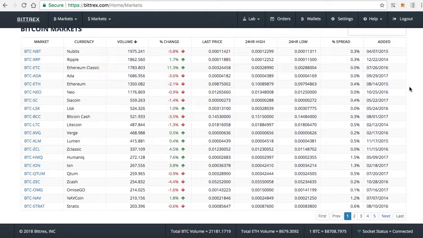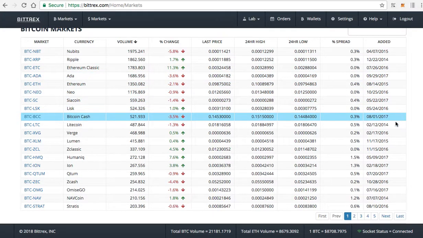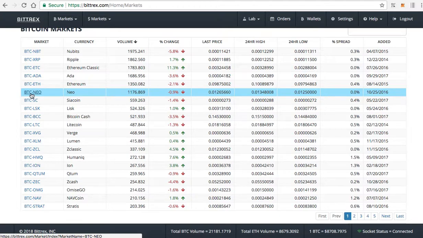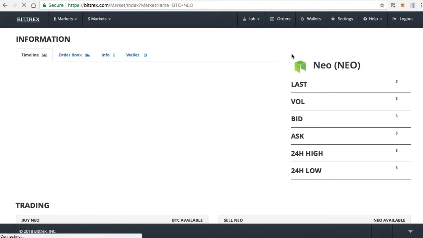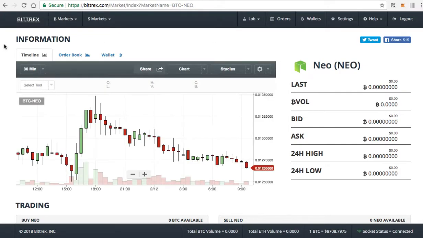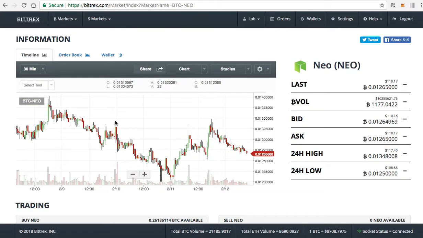I trade with Bitcoin, so I'm always looking at this top market here. It allows me to see, as I said, the most volume traded in any given 24-hour period, how much volume, the last price, the high, the low, the spread, what date it was added onto Bittrex. Okay, so if there's a coin NEO that I'm following, I can just go right over here and click right on NEO, and it will take me to the NEO trading page on Bittrex where I can buy, I can sell, I can look at the order books, I can look at the timeline on the charts.